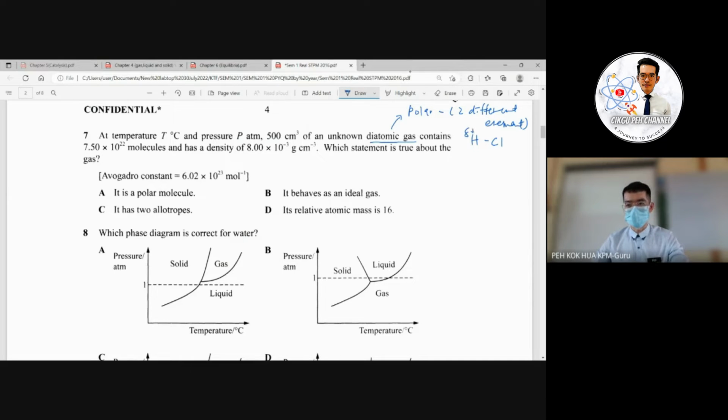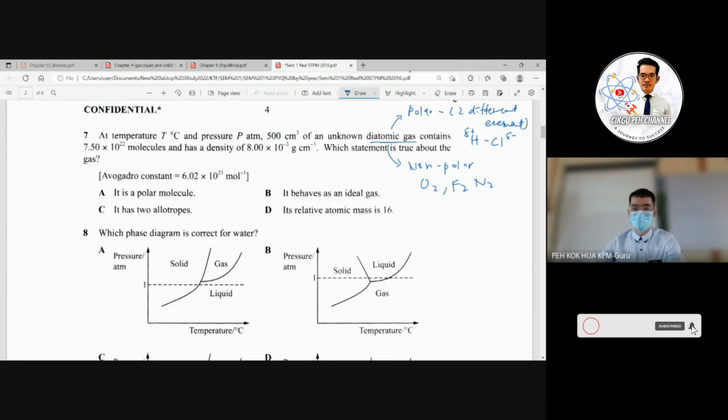H will be more positive, negative will be for Cl. So that means the first statement, this one is a polar molecule. But for the diatomic molecule, we can also have a non-polar one, where both elements involved are of the same type. For example, we have O2, F2, N2. So this type will be considered a non-polar diatomic gas.